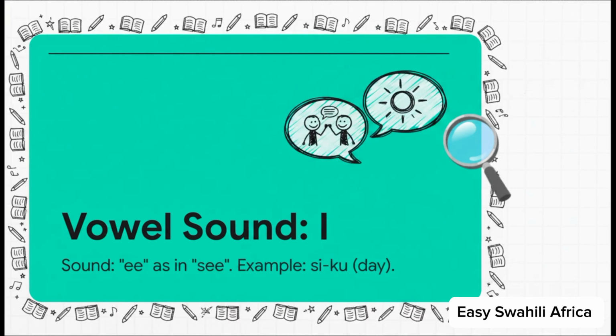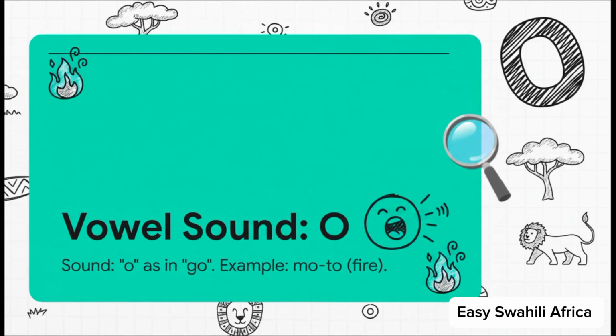Our third vowel is I, and it's always pronounced like the E in si. Simple, right? Let's try it with the word for day. Si-ku. You got this. And now for O. It's a nice round O sound, just like in the word go. Let's give it a try with the word for fire.